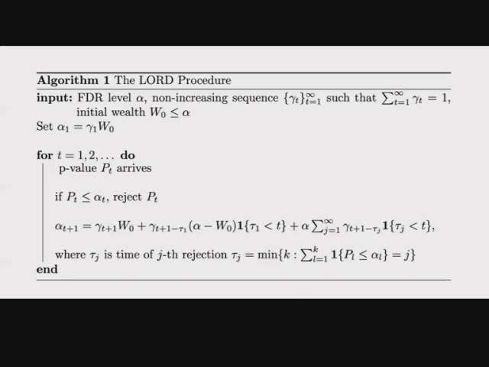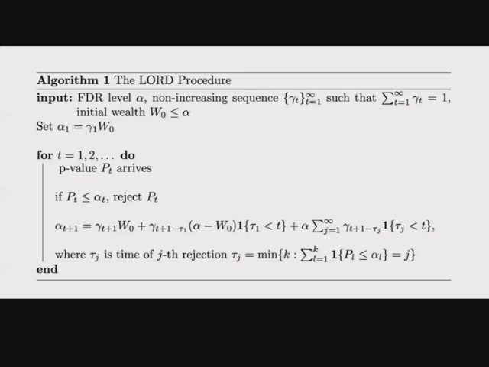So I might be taking half of your initial wealth and applying that to the first test. And I'm either going to now accept or reject on the test. Okay, so now we enter the loop. From t equals 1, 2, up to infinity, we get the next p-value. We're going to make a new decision today.